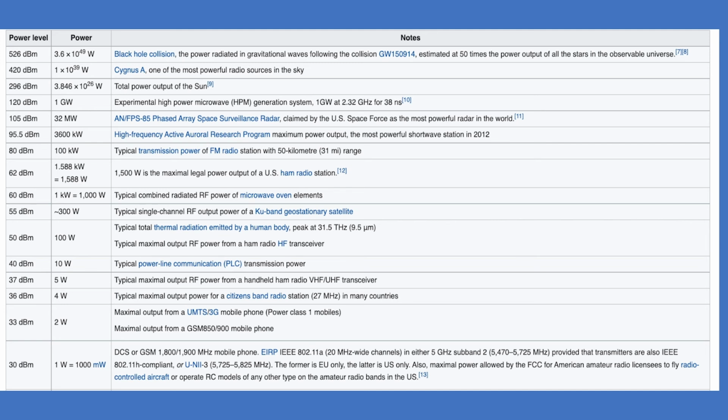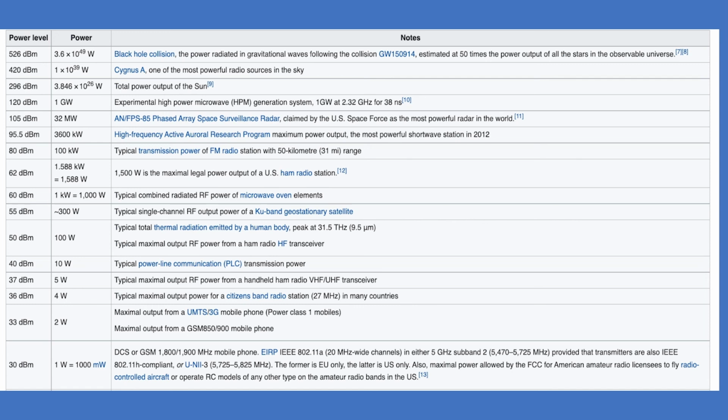Jumping up on the scale, 296 dBm is the total output power of our sun, which is pretty impressive. And finally, at the top, 526 dBm is a black hole collision, the power radiated in gravitational waves, estimated at 50 times the power output of all the stars in the observable universe. So as you can see, it's a tremendous amount of power. And that's what the dB scale gives us.